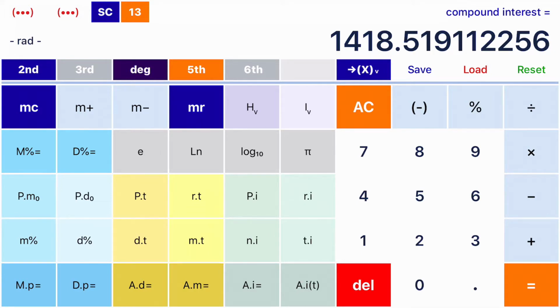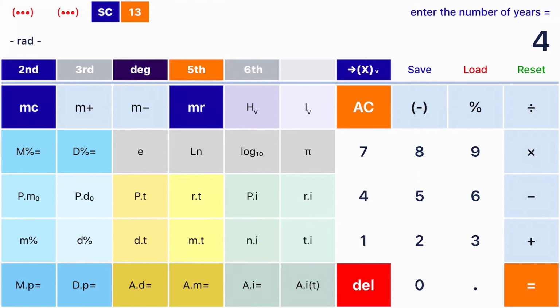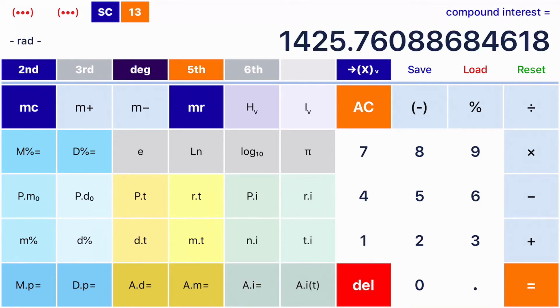So let's see what you would get if you did the same thing, but you compounded the amounts every quarter, meaning 4 times a year. So I'm going to put number 4 right there, okay, to make it quarterly. And I'm going to press enter, AI equals, to get $1,425.76 as the answer, all right?